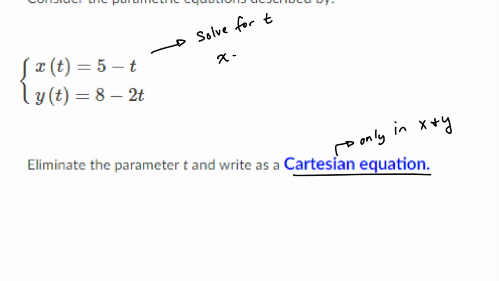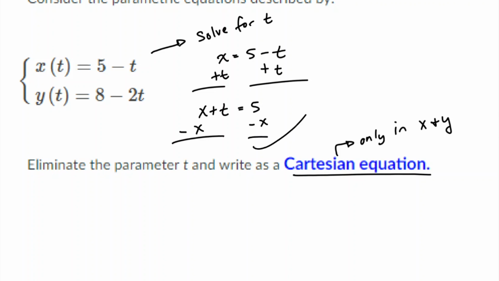So I have x equals 5 minus t. I want to get t by itself. Personally, I'll add t to both sides so I can get rid of that negative. I get x plus t equals 5. I want to get t by itself, so now I subtract x from both sides. And I get t is equal to 5 minus x.